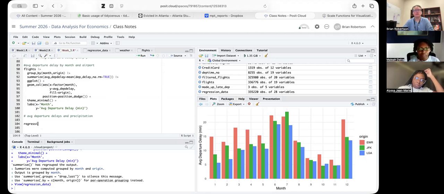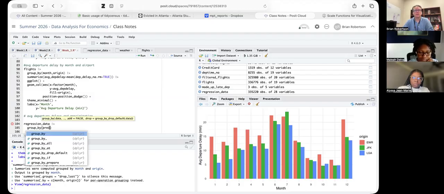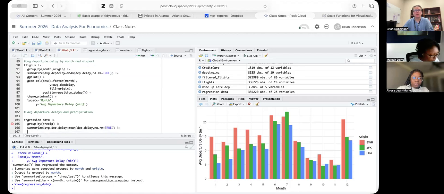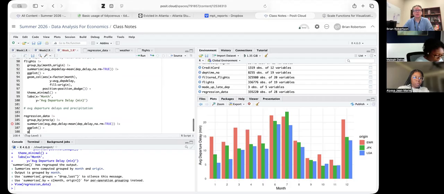Let's go to our regression data. And let's go ahead and do a group by precipitation. And I want to do a summarize, average depth delay equals mean depth delay, na.rm equals true. Let's make sure we're treating those NAs appropriately. Let's go ahead and just plot this in ggplot and geom.